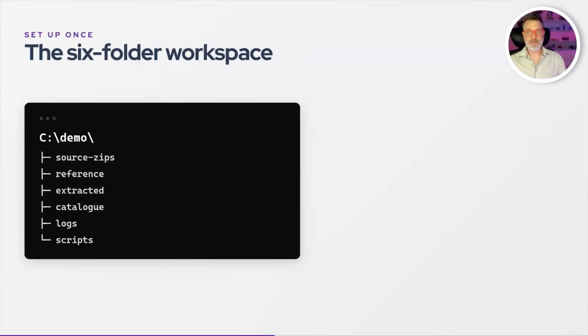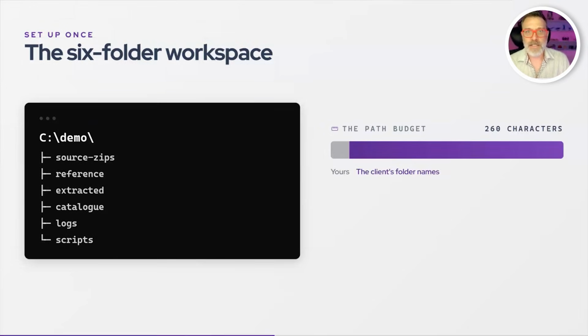Last bit of setup. The workspace is 6 folders under a short root. Source zips, reference, extracted, catalog, logs, and scripts. That's it. It's boring. And it matters because when you're 4 levels into an extracted tree with long folder names, every character of your own path is a character you don't have to work with. All right, let me show you.